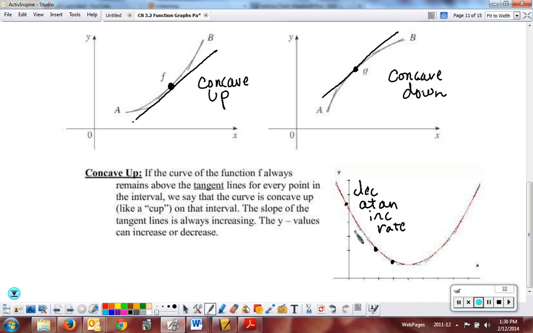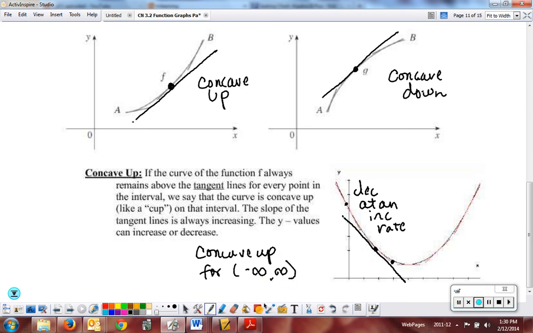The easy way to remember this is if I were to draw a tangent line, which direction does the curve go, up or down? On the tangent line, it curves up. So that's how I know it has to be this increasing rate idea. So this graph right here, this parabola, is actually concave up for the entire way. We would say this is concave up for negative infinity to infinity.